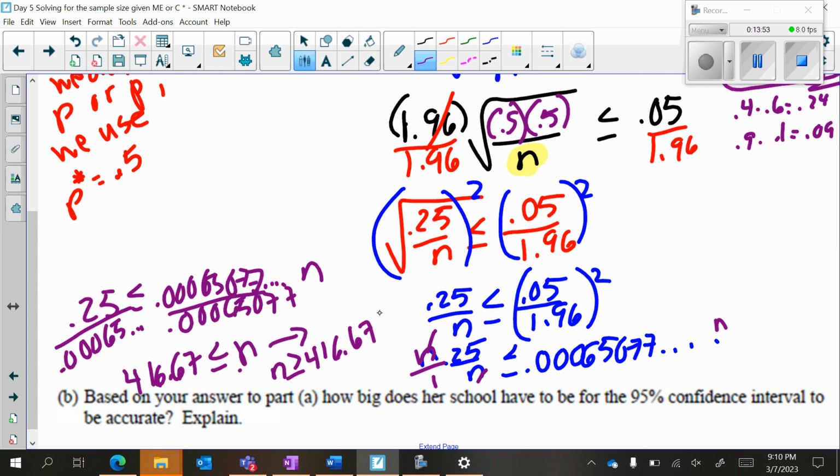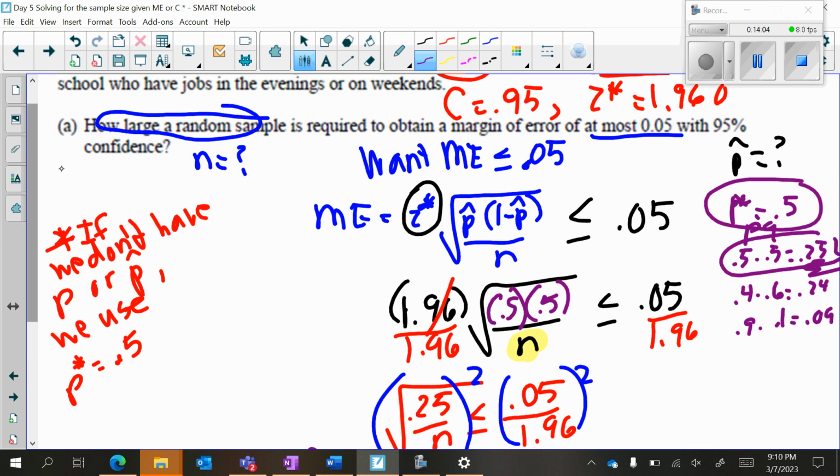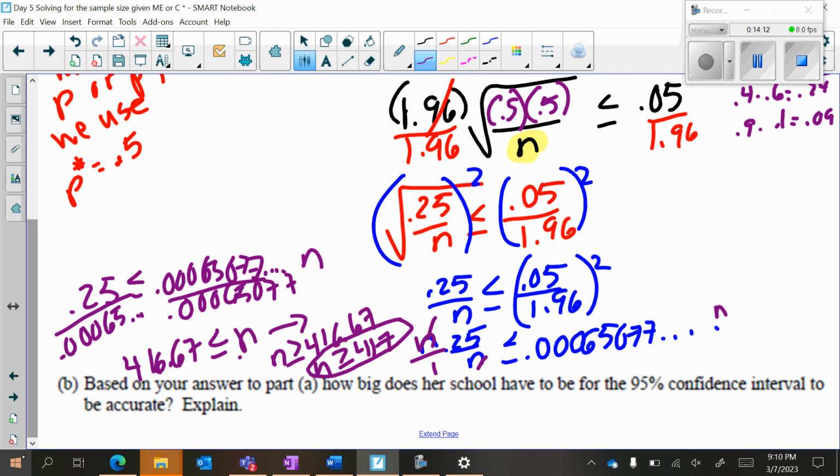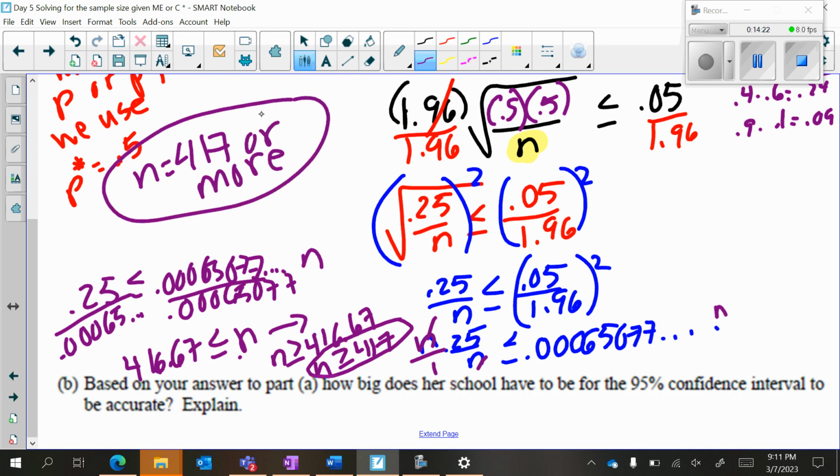So we can't have a decimal amount of people. So in this case, we're going to round up because it says greater than sign. So it's going to be 417 people or more. So if you go back to the question, it said, how large of a random sample must we have to have our margin of error be within 0.05? So basically, that would be 417 people or more. I'll write it over here, 417 or more people for the sample for this to be met.